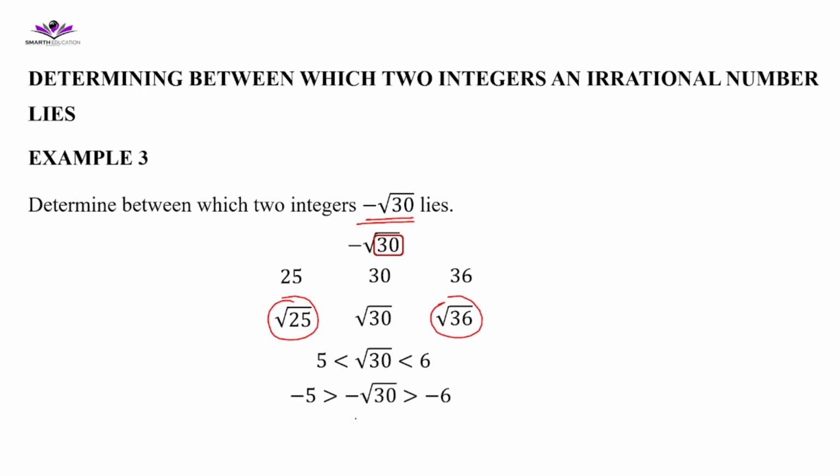So this can be rewritten as what? We can say negative root 30 here. Okay, what is the meaning of this? Negative root 30 is greater than negative 6. So we can say negative 6 is less than negative square root of 30. And then here we're saying negative 5 is greater than what? Negative root 30. So we can say negative root 30 is less than negative 5 like that. So it means negative square root of 30 is between negative 6 and negative 5. And then you can write it like that.